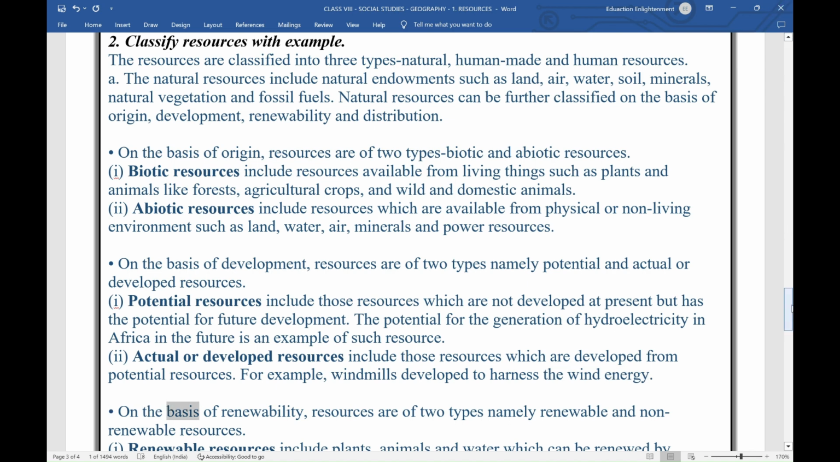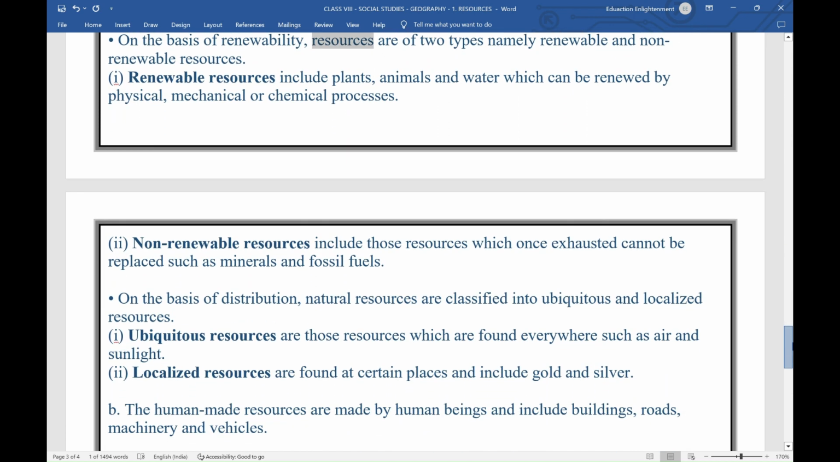3. On the basis of renewability, resources are of two types, namely renewable and non-renewable resources. 1. Renewable resources include plants, animals and water which can be renewed by physical, mechanical or chemical processes. 2. Non-renewable resources include those resources which once exhausted cannot be replaced, such as minerals and fossil fuels.